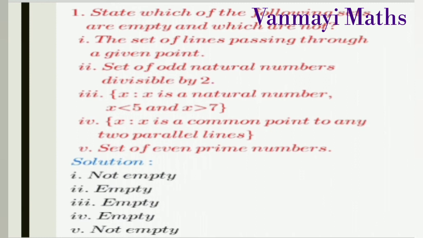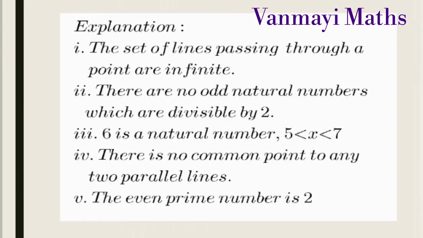So we will see the reasons why they are empty and why they are non-empty. The set of lines passing through a point is infinite, so it is not an empty set. No odd natural number is divisible by 2, so it is an empty set. Because we are given x less than 5 and x greater than 7, but the statement given is wrong, that is why it is an empty set.